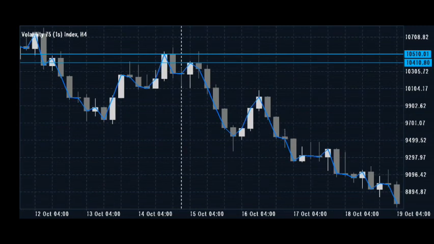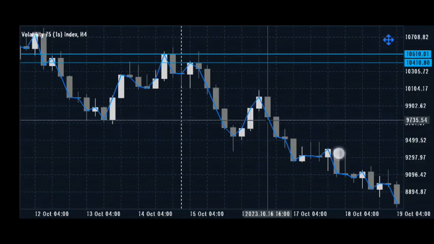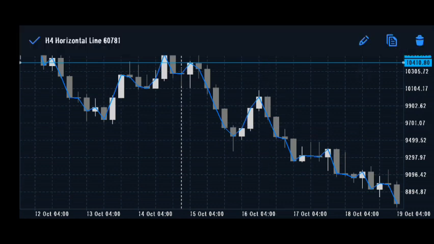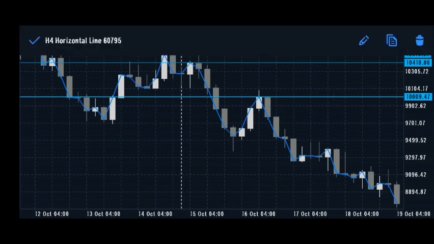Let me show you guys another example of a resistance. Buy, sell, another resistance. I'll mark it up again from the first candle. I've showed you guys three good examples of a resistance. Now, let me show you guys an example of a support.